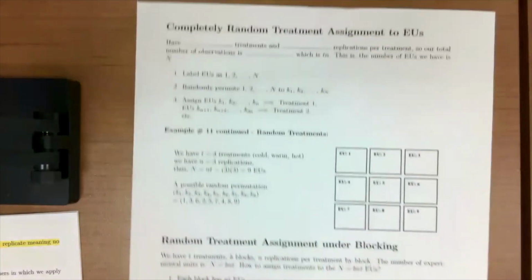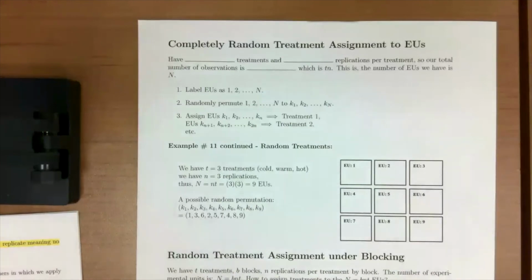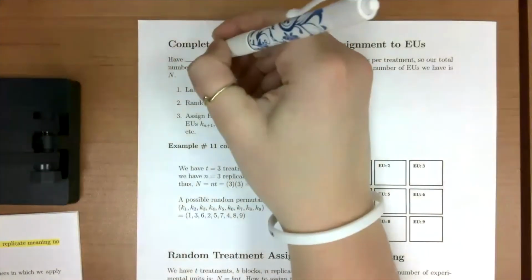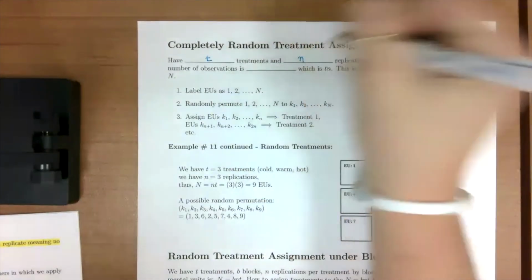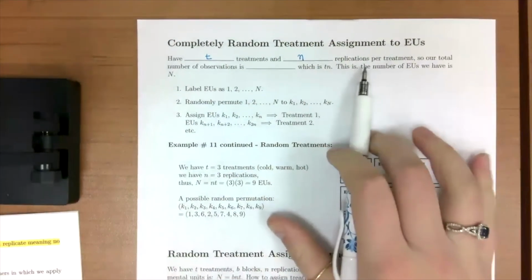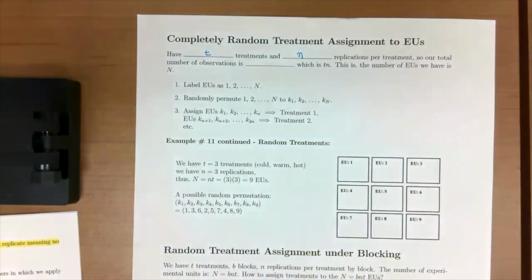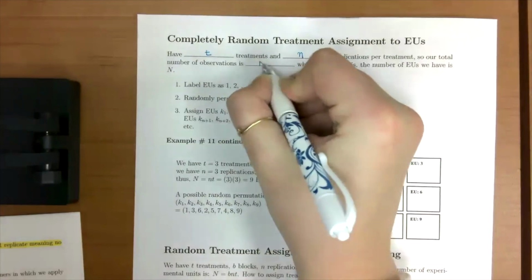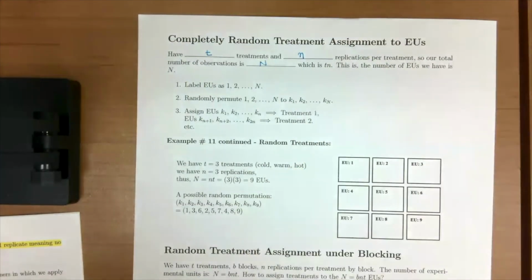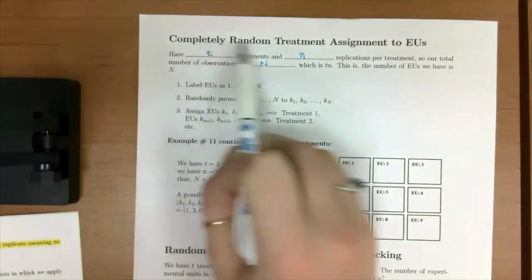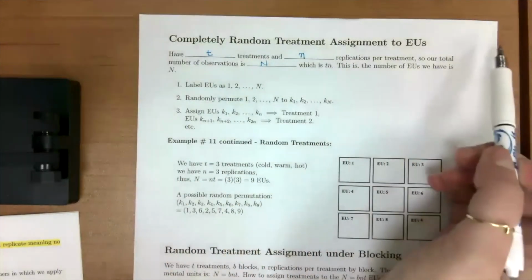So I'm also going to start introducing some notation. We have T, so little t is going to be treatments, and we have little n, which is going to be the number of replicates per treatment. So our total number of observations is going to be capital N, which is T times n. And I should have prefaced this by saying we're going to have completely randomized treatment assignments.